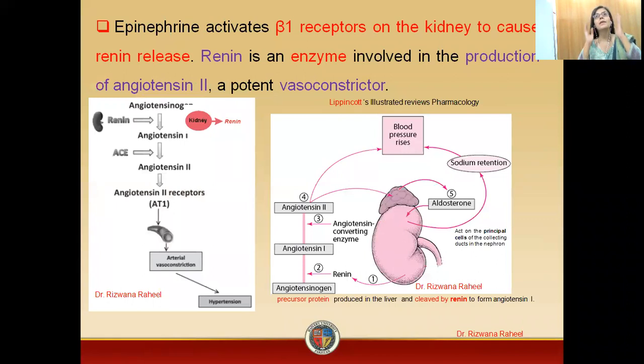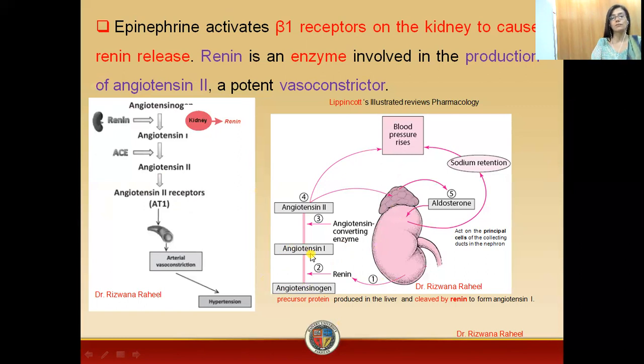Now, how does this epinephrine cause hypertension? What is the underlying mechanism? What is the scientific reason behind it? So as we know, students, that our kidney contains the beta-1 receptors. Whenever there is stimulation of beta-1 receptors by epinephrine, there will be release of renin. So what this renin will do, we already know that our body contains angiotensinogen, which is a precursor protein. Now this renin will cleave or break down this angiotensinogen into angiotensin 1.